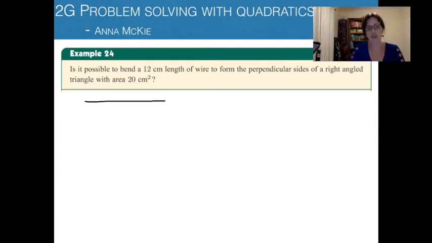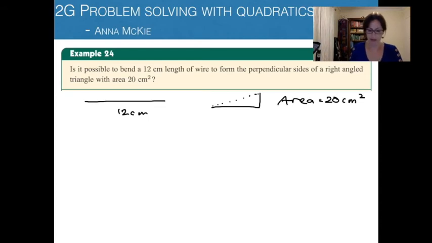So there's no right or wrong way to visualise this. What I did is I visualised a 12 centimetre length and then I'm imagining it bent. So perhaps if you bent it like that, and they are the perpendicular sides, so they meet at right angles, of a right angled triangle. So there would be our right angled triangle with area of what? 20 centimetres.